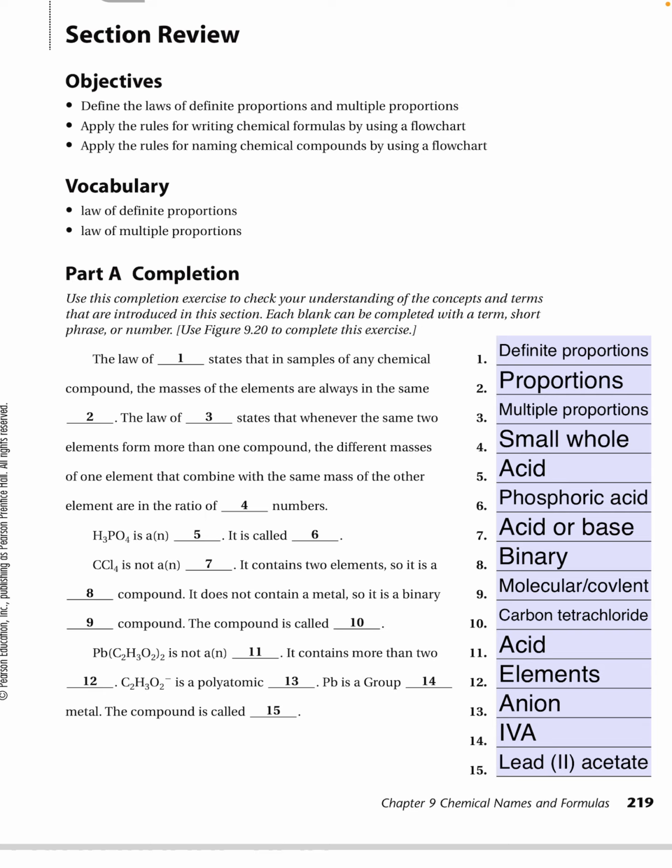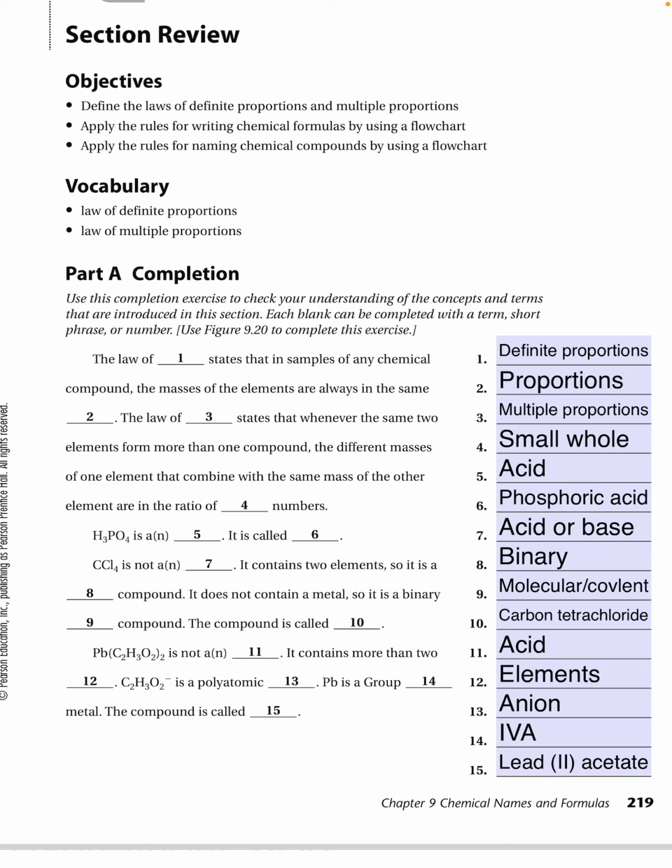Now this next one, H3PO4, is an acid. So number 5 is acid. It is called phosphoric acid. It's one of those acids we saw on a table. The fact that it has an H in it is what gives you the clue that it is an acid. CCl4 is not an acid.